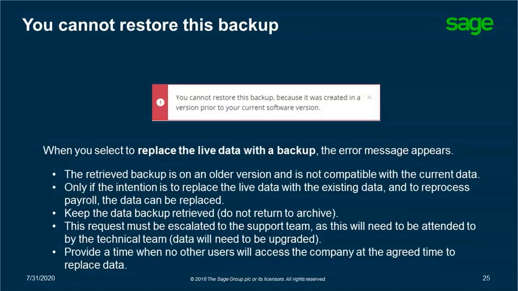Now, in some instances, you actually have backups that were saved in older versions than the current Payroll version that we're working on. Now, if you would like to replace the data in your live system, the error appears. It means that the data is not compatible with the version that we're currently running. In this case, it's not something that's so easy to resolve, and we will have to request our support team to log a request for you.